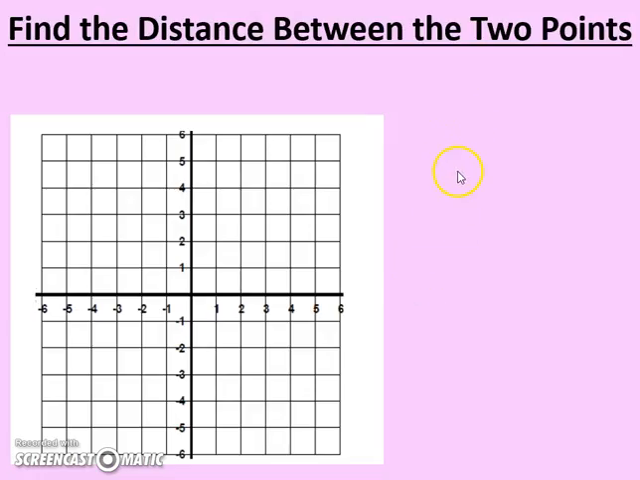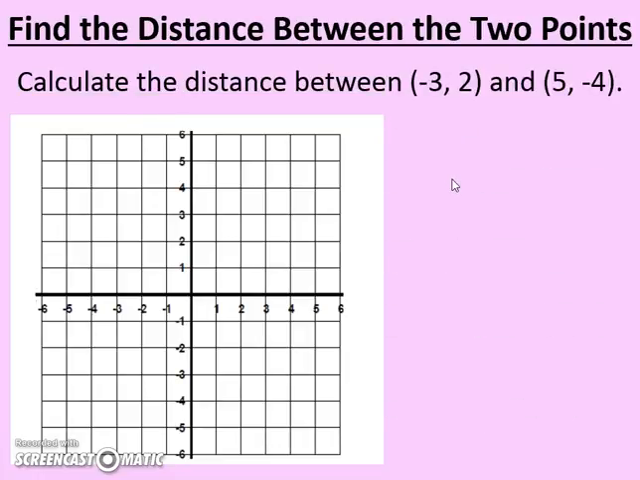So let's learn to find the distance between 2 points. It says calculate the distance between (-3, 2) and (5, -4). Now at first glance this does not seem like a Pythagorean theorem question, but anytime you want to know the distance of something, the Pythagorean theorem at this point in your mathematical career is your only resource. So let's plot these points.